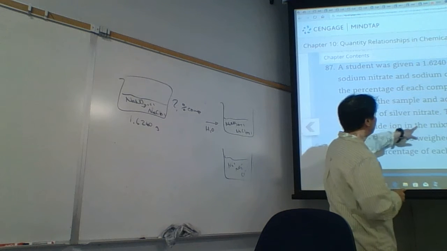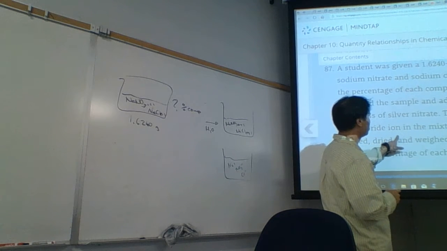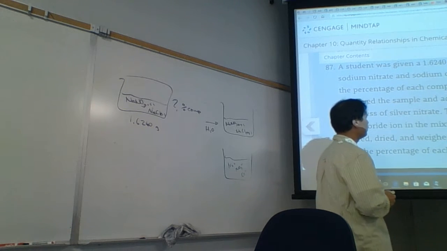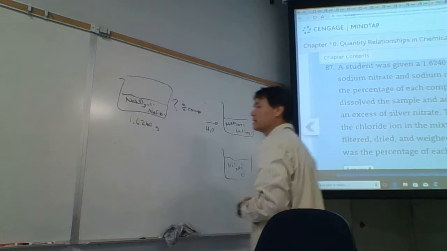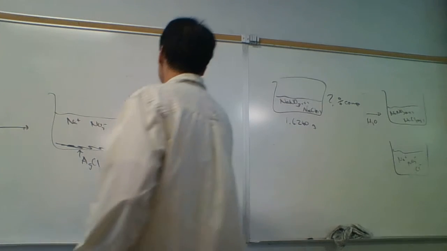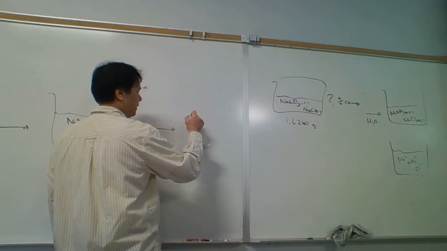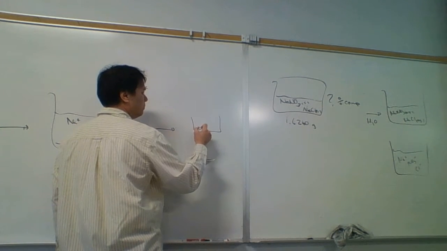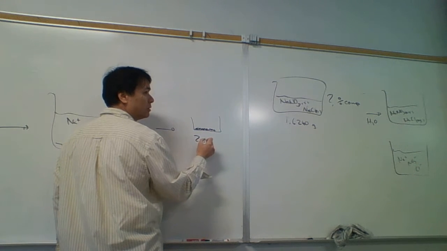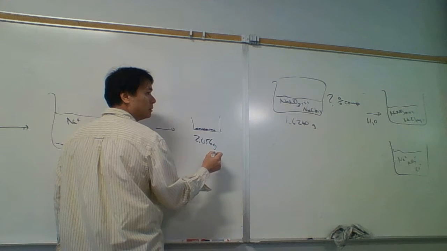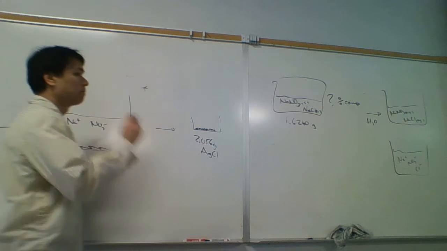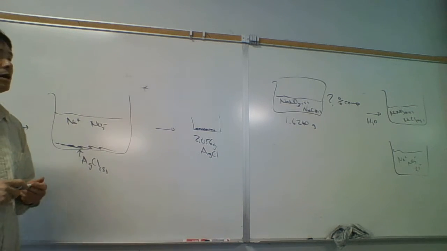The silver ion precipitated all of the chloride ion in the mixture as silver chloride. It was filtered, dried, and weighed. Its mass was 2.056 grams. So basically we have to isolate the silver chloride, clean it, isolate it, and dry it, and they got 2.056 grams of silver chloride. What was the percentage of each compound in the mixture?